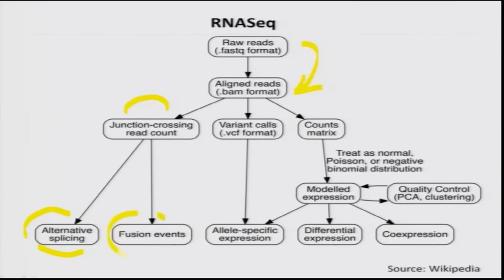Or you can talk about fusion events. Sometimes your chromosomes are translocated. As a result, two different genes are fused together, therefore you have what is called a chimeric transcript, with transcripts having different coding regions. Easily you can look into that.